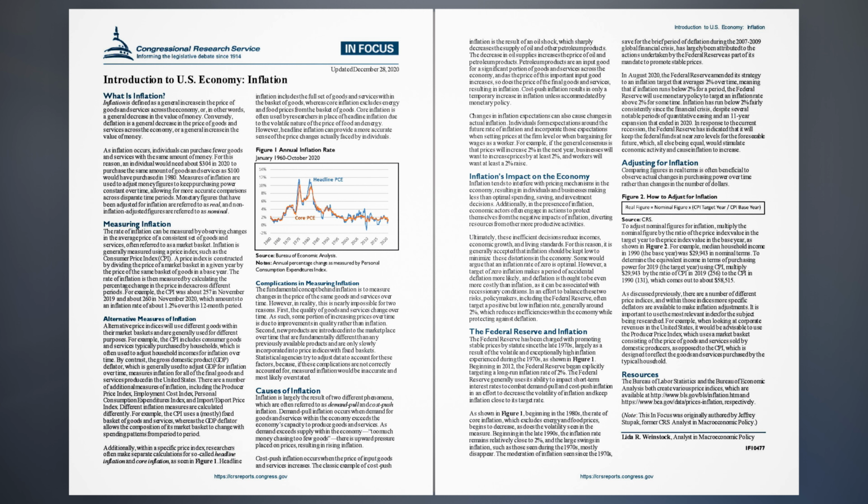Cost-push inflation results in only a temporary increase in inflation unless accommodated by monetary policy. Changes in inflation expectations can also cause changes in actual inflation. Individuals form expectations around the future rate of inflation and incorporate those expectations when setting prices at the firm level or when bargaining for wages as a worker. For example, if the general consensus is that prices will increase 2% in the next year, businesses will want to increase prices by at least 2%, and workers will want at least a 2% raise.